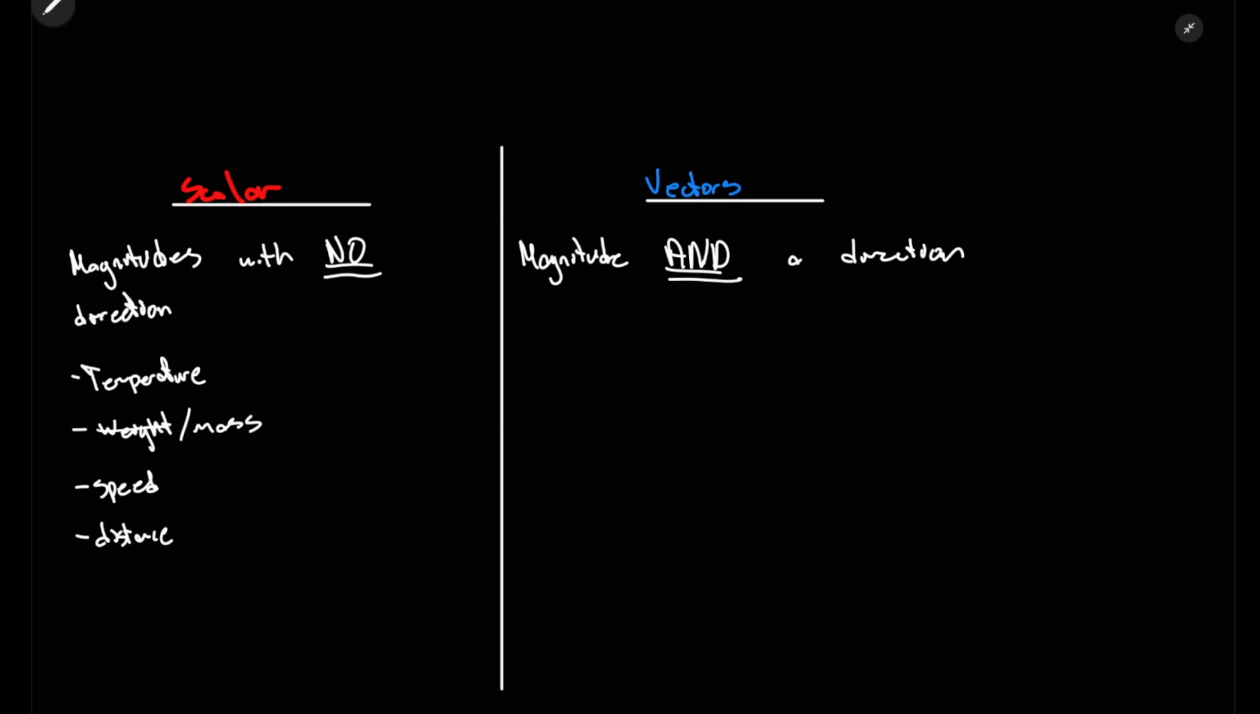Some examples of vectors are velocity, displacement. Again, different from speed and distance, very different. Speed has no direction, distance has no direction. Velocity and displacement do have a direction. And acceleration. All these quantities have a direction associated with them. Velocity, displacement, and acceleration are all examples of a vector quantity.